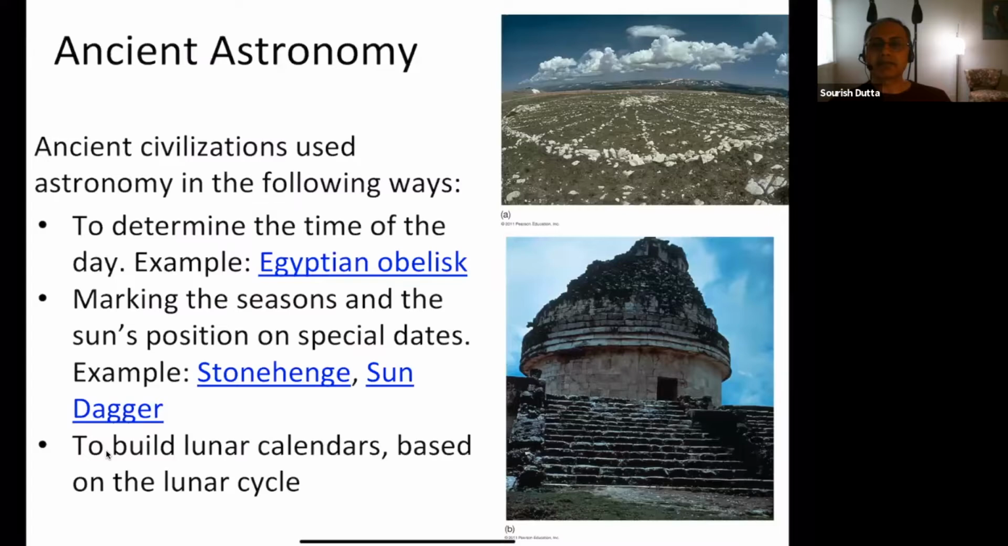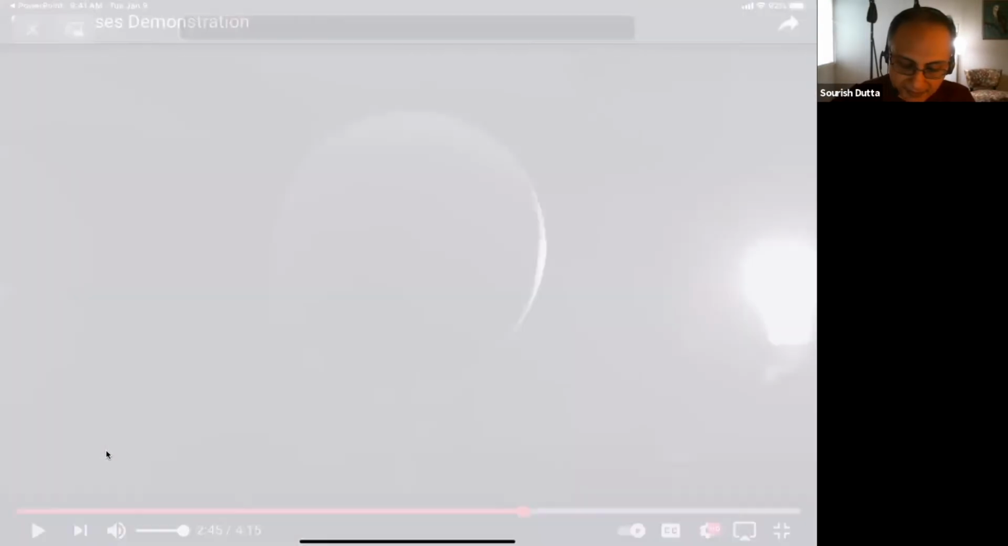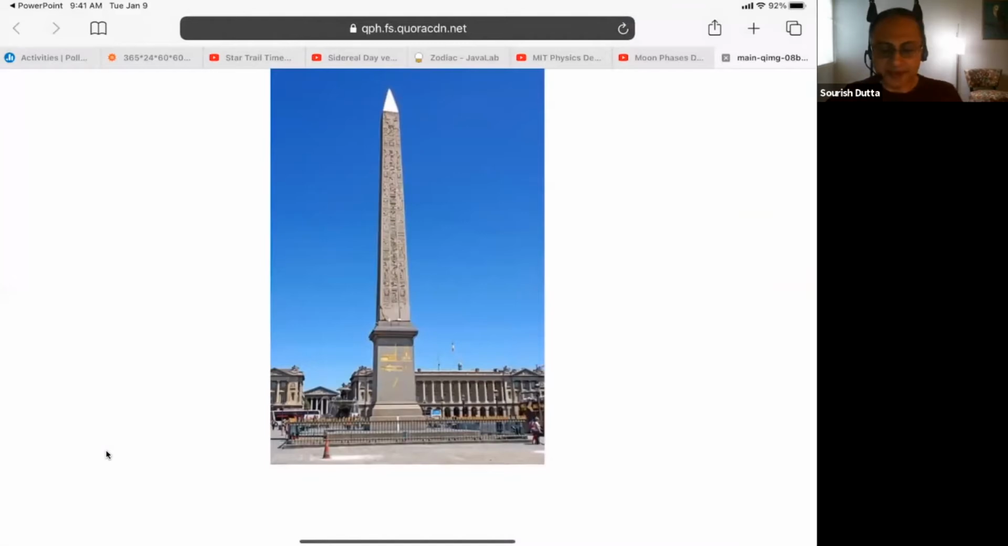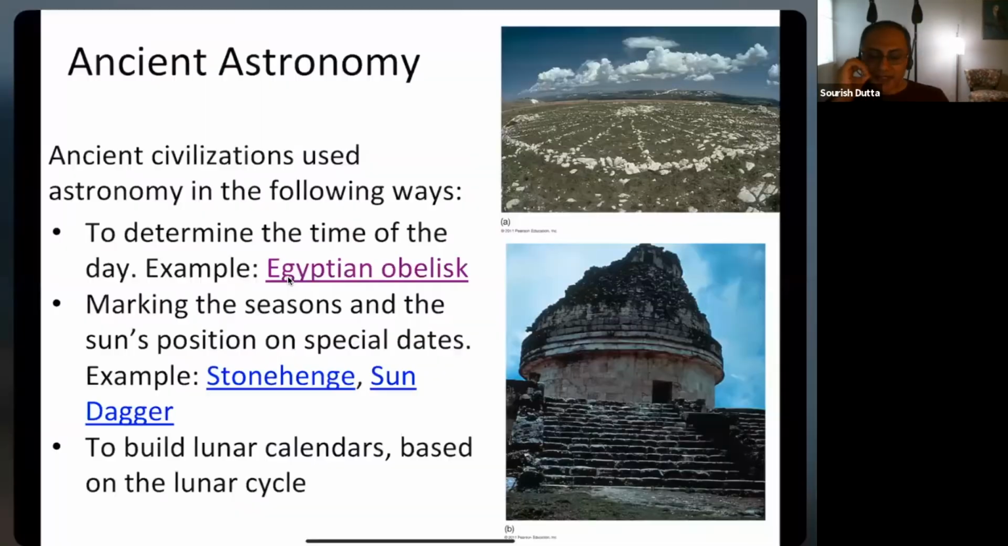There are many examples of devices like this. One spectacular example is the Egyptian obelisk. Let me see if I have a picture linked over here. Yeah, so here it is. It was found in Egypt, but Europeans moved it to Europe. I believe it's in Italy right now. This is a device which works on the same principle, that you can tell the time of the day by looking at the shadow.